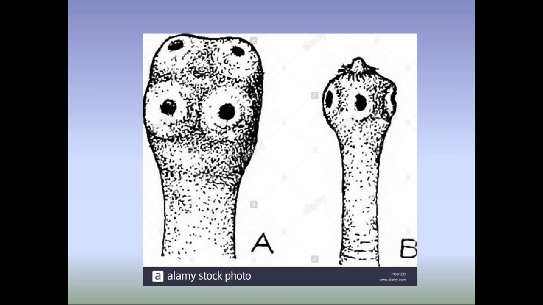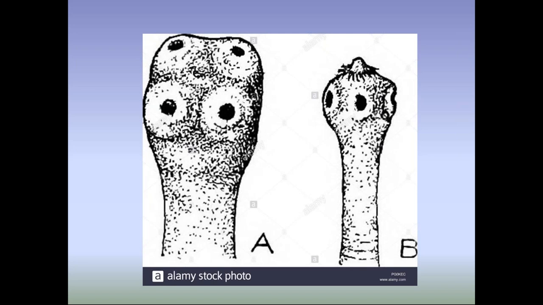Neck is longer in case of Taenia saginata, but in Taenia solium the neck is very short. We can't even identify the neck. It is a narrow growing region from which proglottids are coming.